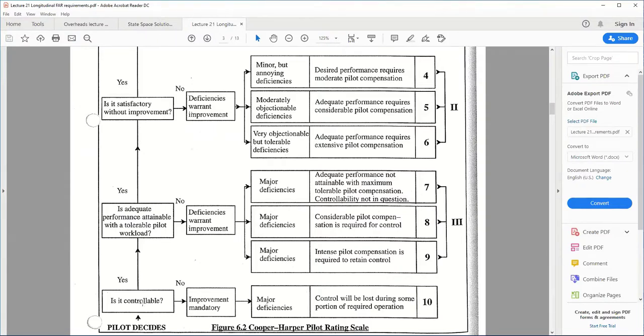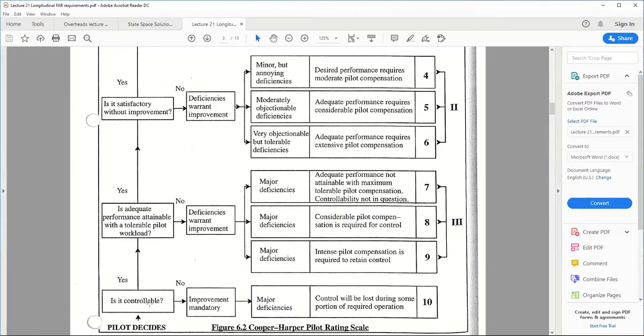Is it controllable? If he comes back and says, man, I barely got it back on the ground, it was horrible, then improvement is mandatory and it has major deficiencies, and it gets a 10. Now, sometimes you'll see this chart flipped around where a 1 is bad and a 10 is good, so make sure you pay attention to the chart.